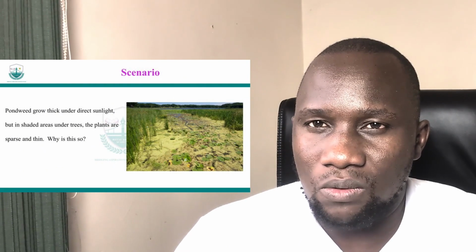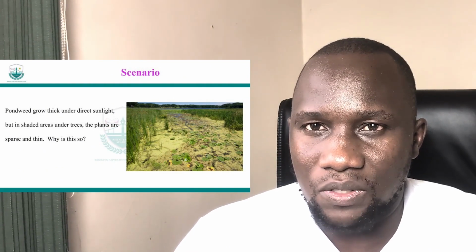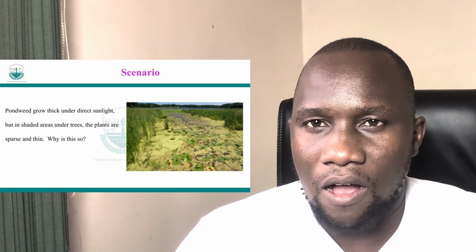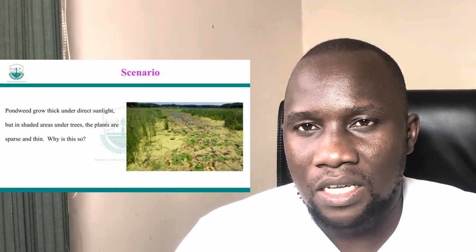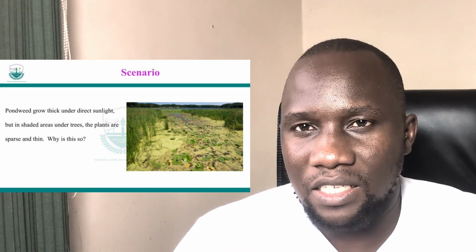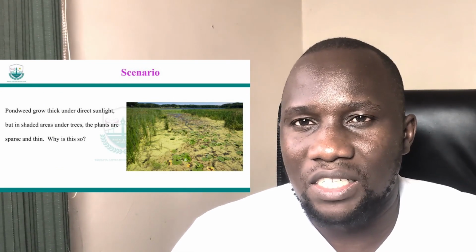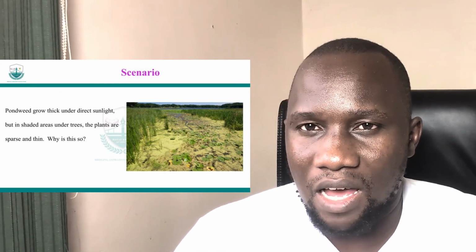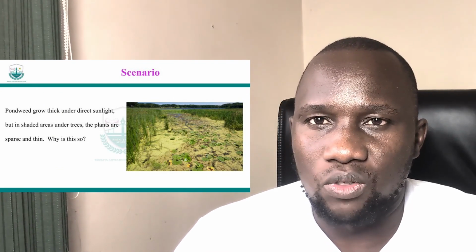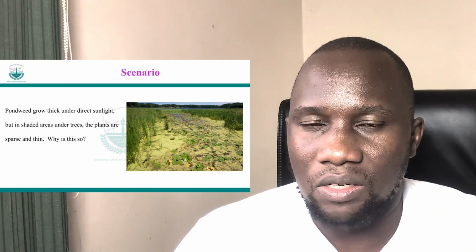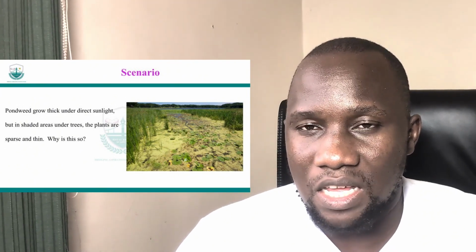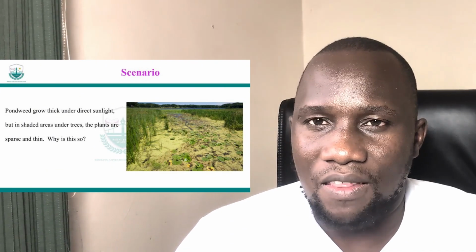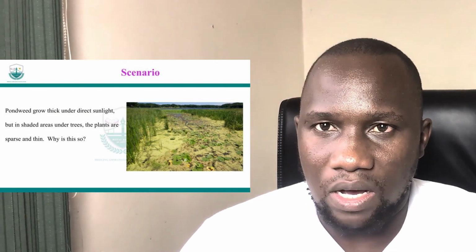Okay, so we want to see in this presentation, can we change the light intensity, and then can we see changes that can happen in terms of the rate of photosynthesis in these plants? And the answer is yes, and that's what we're going to look at now.